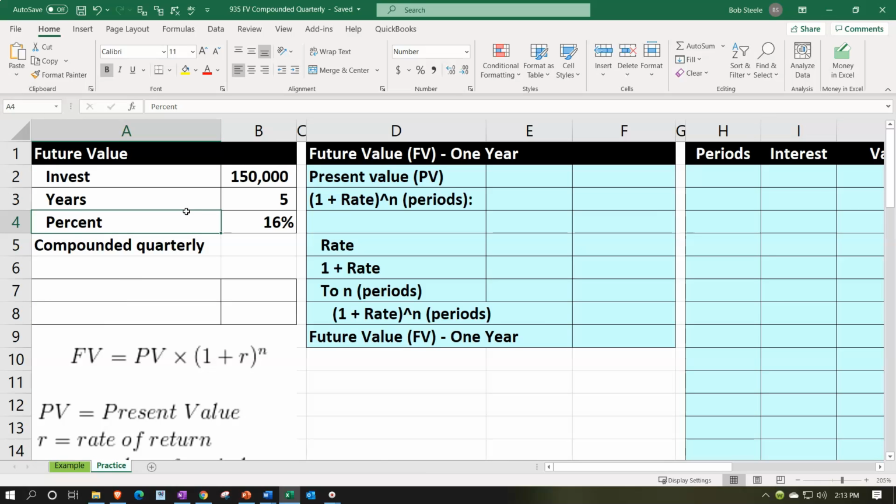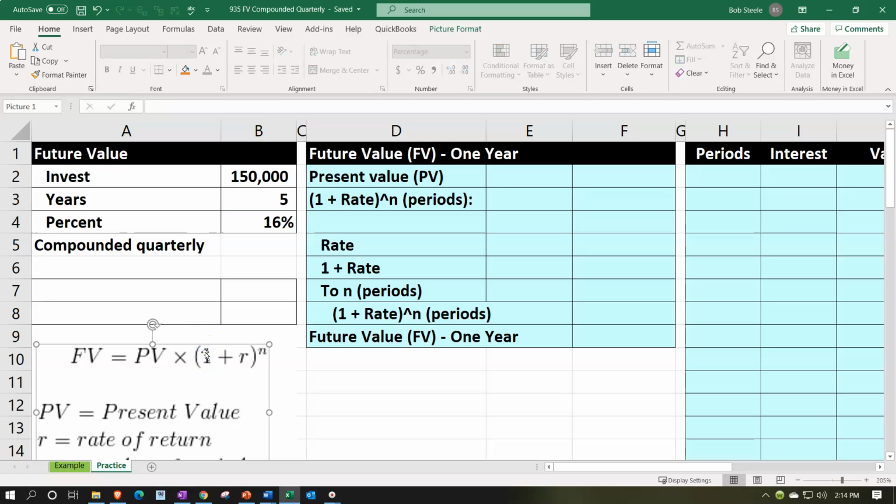Going back over to the information on the left, we have a future value calculation. We've seen that in the past. The difference here being that we're going to be compounding now quarterly. So you've got to be careful when you're thinking about the compounding. We're given the information in terms of years, but compounding quarterly. Therefore, we've got to be careful with the periods that we're going to be using as well as the percentage rate that will be used. So we're going to imagine investing the 150,000. The years are going to be 5, but we're compounding quarterly. The percent is 16, but once again, compounding quarterly.